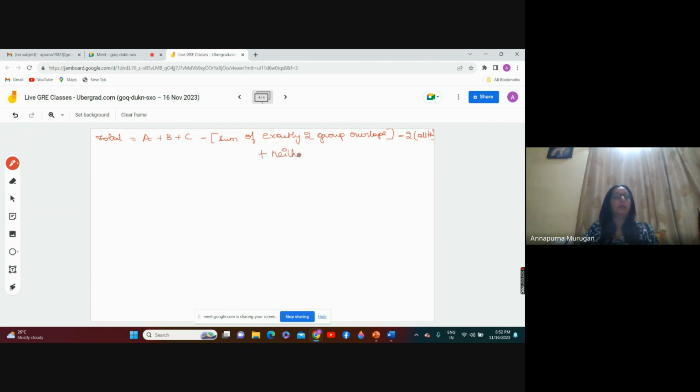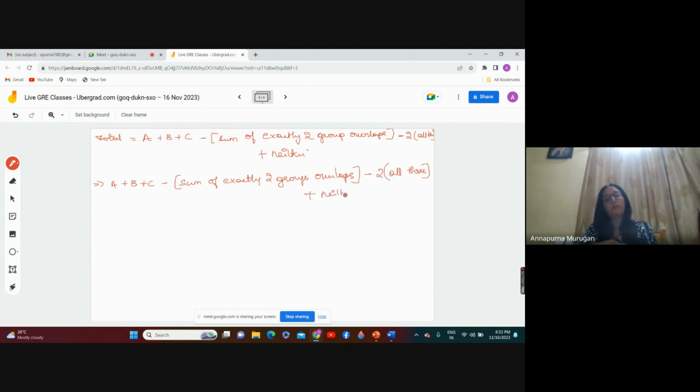See, look at the formula. The formula varies here. Let me write it. A plus B plus C minus the sum of exactly two groups overlap. Only two groups overlap. That means anyone who is in the group will be participating in only two groups. We have this, and two times all three. That means people who are present in all three, plus neither.